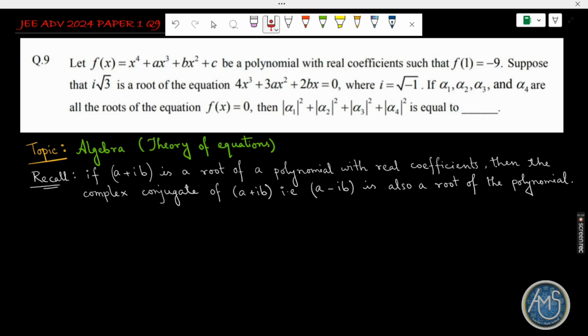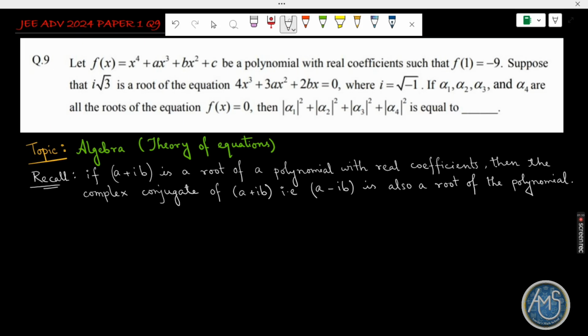It is clearly visible that it is from algebra, especially theory of equations. And to solve this, we need to know only this concept: if a complex number a plus ib is a root of a polynomial with real coefficients, then its complex conjugate, that means a minus ib, is also a root of the polynomial. So now let's solve the question.